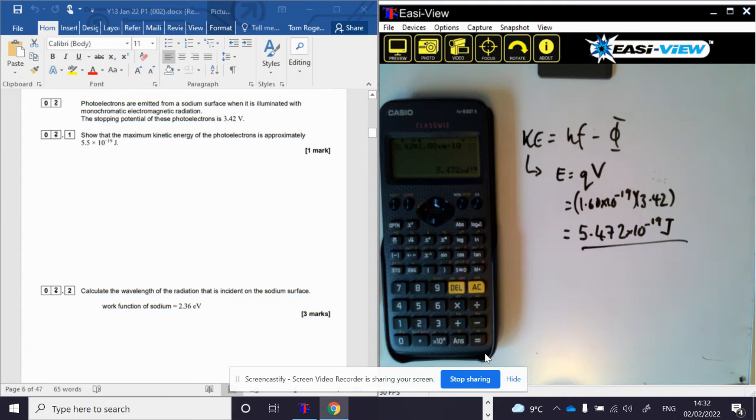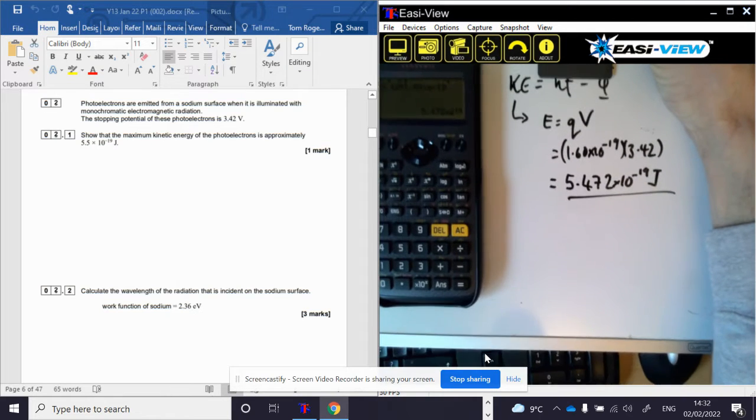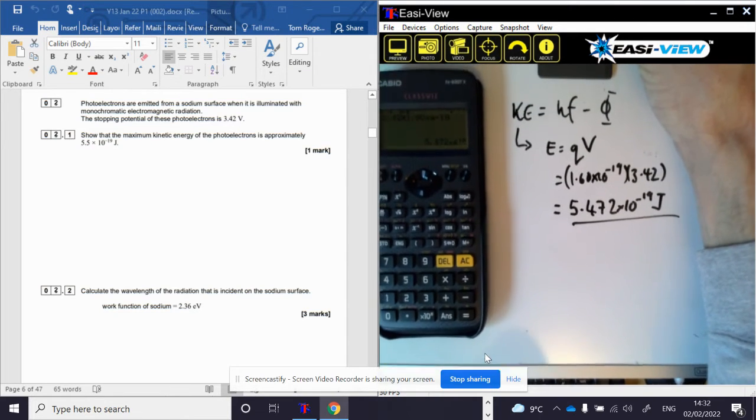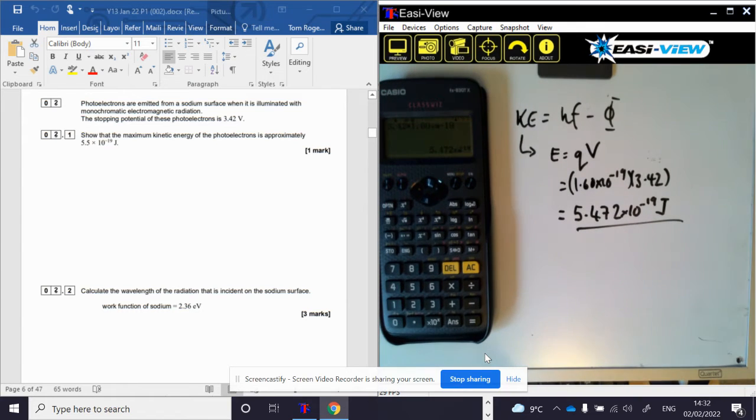Now, this is a show that question, so we're going to be using this later on in some part of the question later. I would imagine that's usually why you get a show that question. It's so that you can use this value later on. You're not penalised for not being able to calculate it.